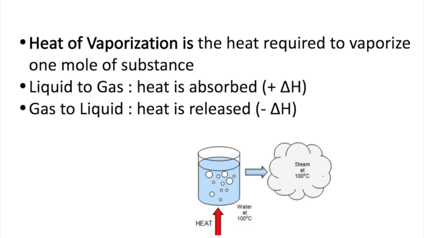Some other important things to know would be the heat of vaporization and the heat of fusion. Heat of vaporization is the heat required to vaporize 1 mole of substance. This is shown in the process of transferring from a liquid to a gas, and through this, heat is absorbed. So that's plus delta H. And for a gas to liquid, heat is being released. That is minus delta H.